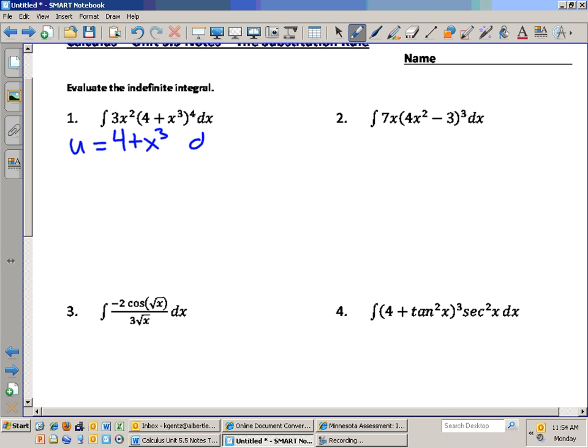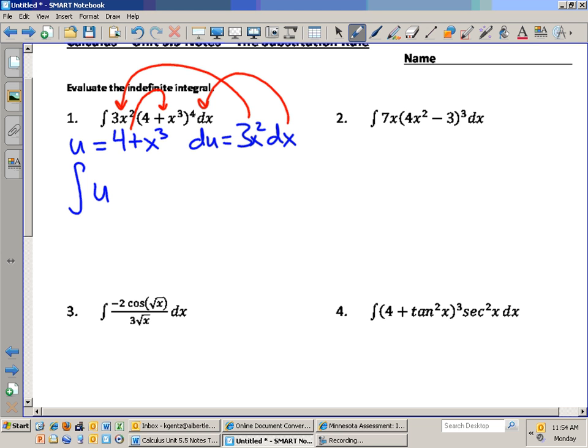So the derivative of u is equal to 3x squared dx. I have to account for all the pieces. So notice what I have here. The 3x squared is right there. The dx is right here. And the 4 plus x to the third is right here. So all my pieces are accounted for. I may now rewrite this as the integral of u to the fourth du. Correct? That's it.